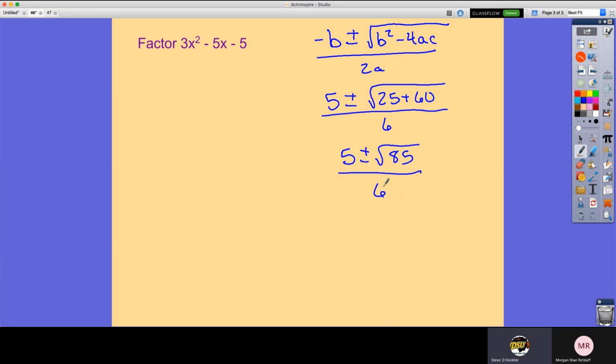Is that what you got so far? Okay. Now, you can't break down the square root of 85, so you just have to leave it. The only thing I would tell you to do is it'll be a little bit easier to do the math when you write 5/6 plus square root of 85 over 6, and 5/6 minus square root of 85 over 6.